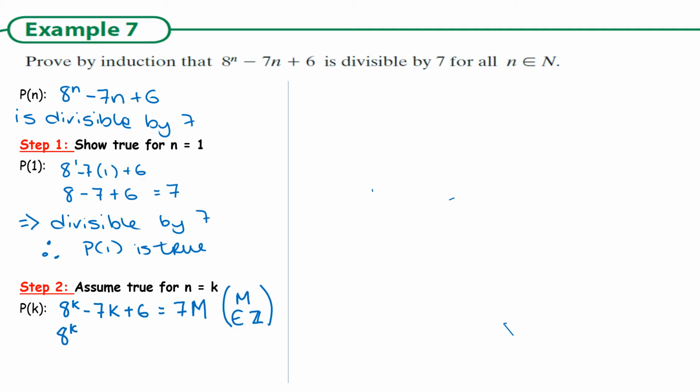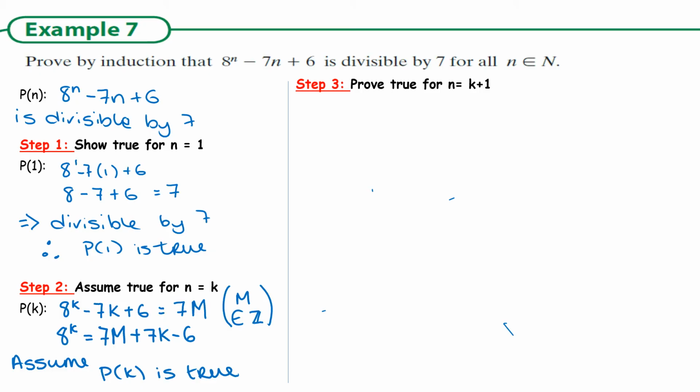So 8 to the power of k. I always want to find something I can sub in for 8 to the power of k. So 8 to the power of k equals 7m plus 7k minus 6. So we're assuming true. Assume Pk is true. So this allows me to do substitution in the next step.